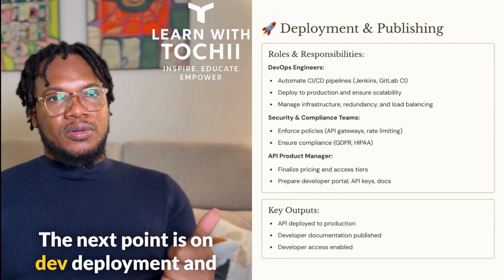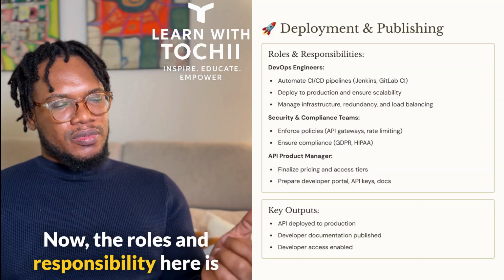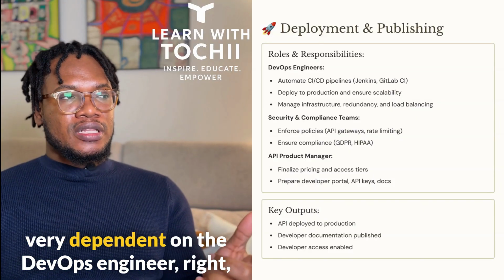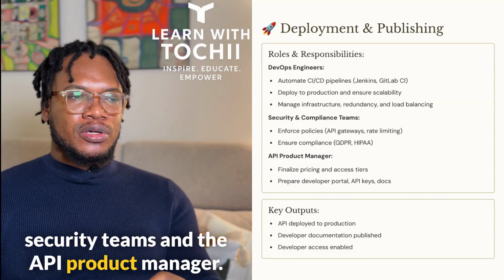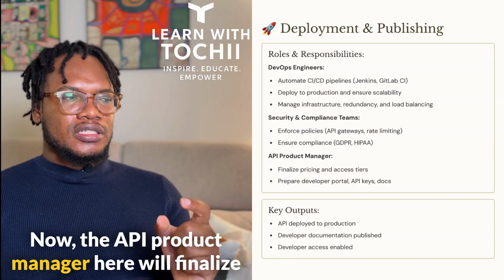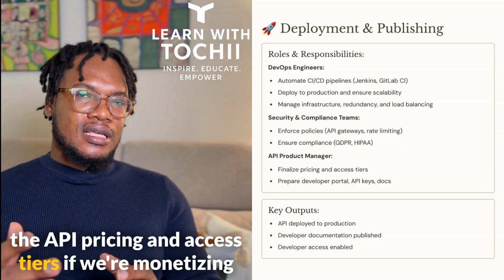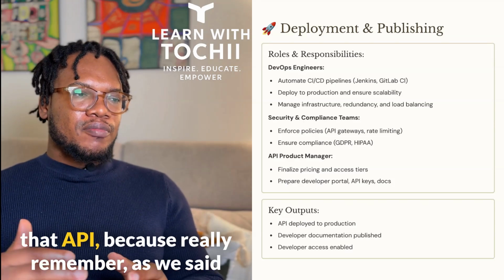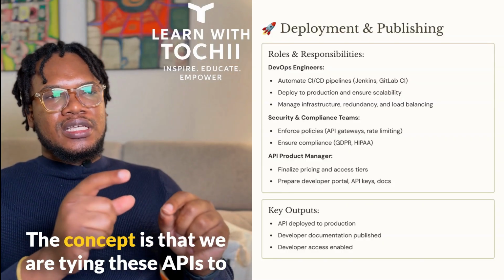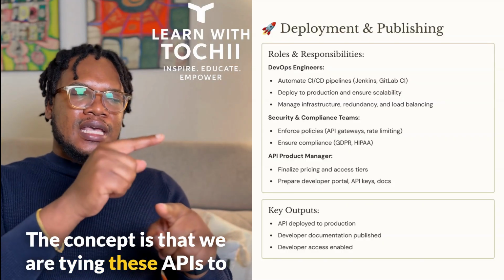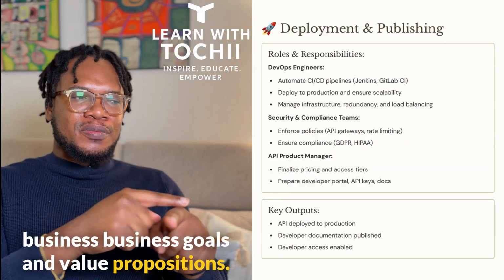The next point is on deployment and publishing of the API. Now, the roles and responsibilities here are very dependent on the DevOps engineer, right? Security teams and the API product manager. Now, the API product manager here will finalize the API pricing and access tiers if we're monetizing that API. Because really, remember, as we said in previous lessons, the concept is that we are tying these APIs to business goals and value propositions.